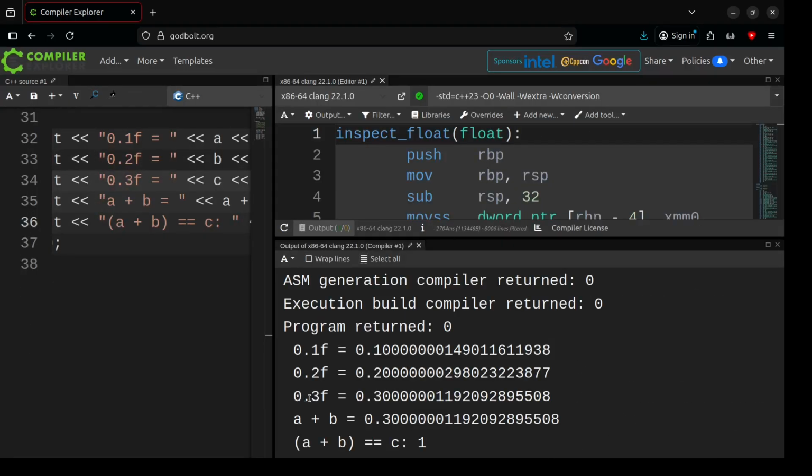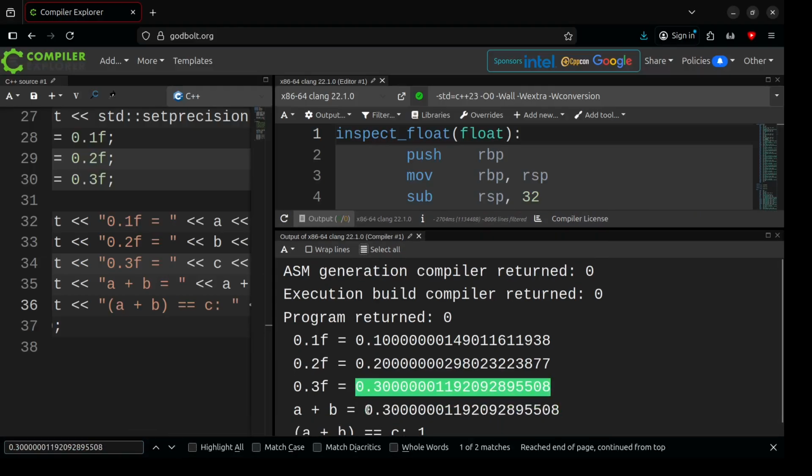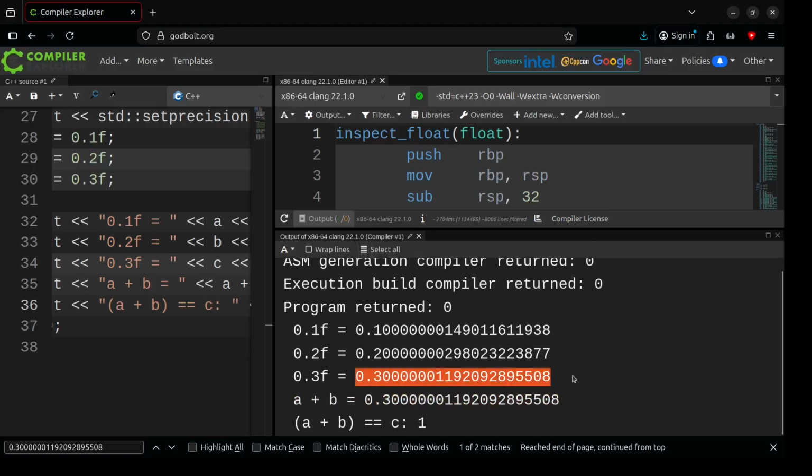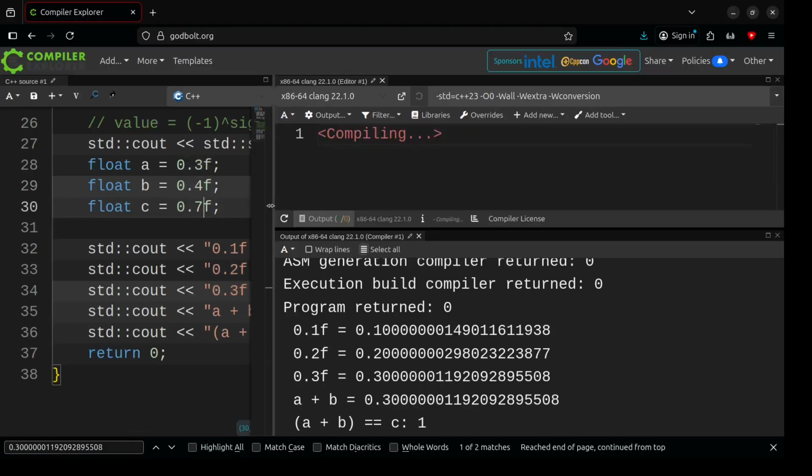And here we can see that 0.3, the way we have written it here, is equal to this number, which, as you can see, is equal to this one, which is the summation of A plus B. So in this example, the floating-point numbers are just not precise enough, and that's why here we have 1, which is true. Now let's change it a bit. Let's use, for example, 0.3 and 0.4. It should be 0.7.